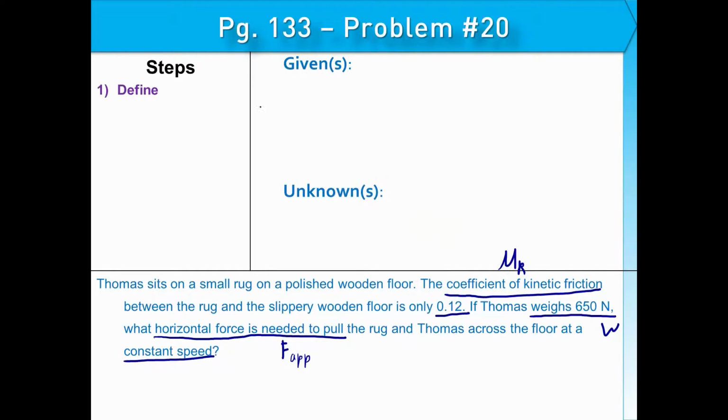So let's go ahead and write our givens. We're first given the coefficient of kinetic friction, which is 0.12. We're also given his weight, which in this case is 650 newtons. The unknown that we need to look for is the force applied. For this problem, there's actually two more givens. But for us to see them, we're going to draw a free body diagram to see those two additional givens.